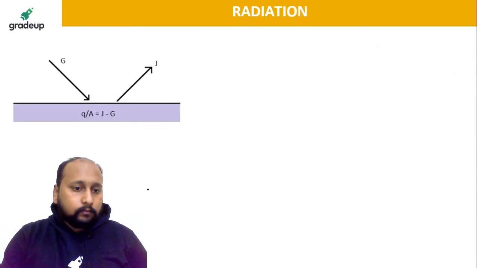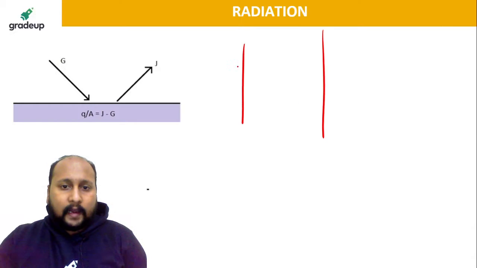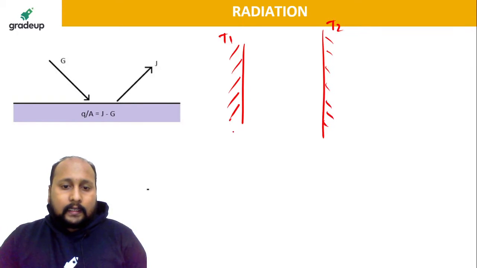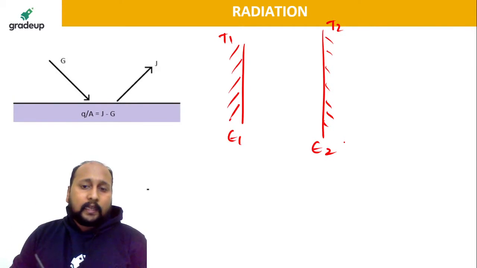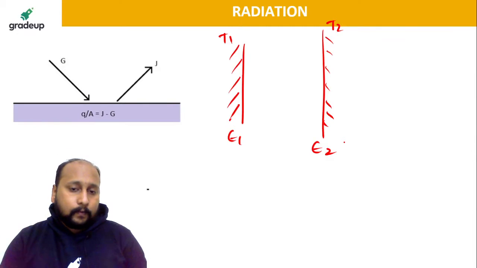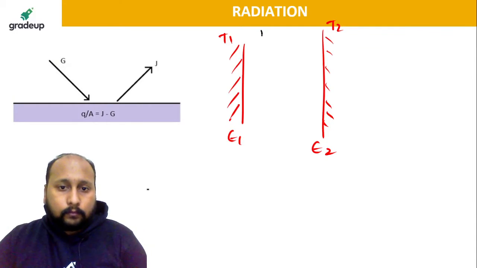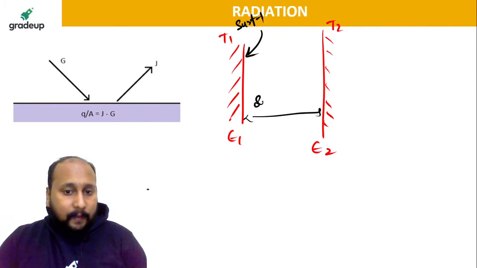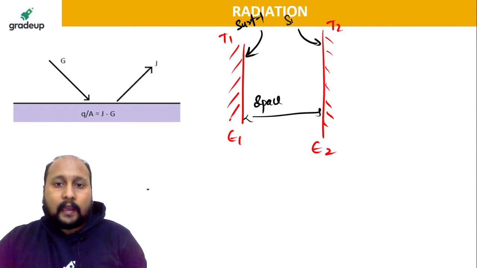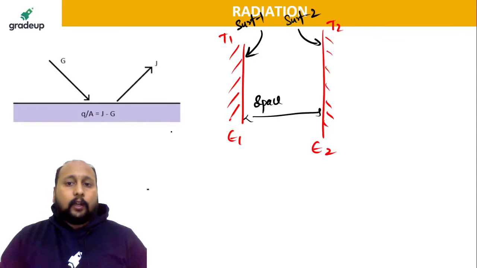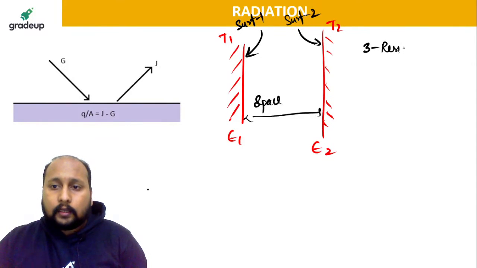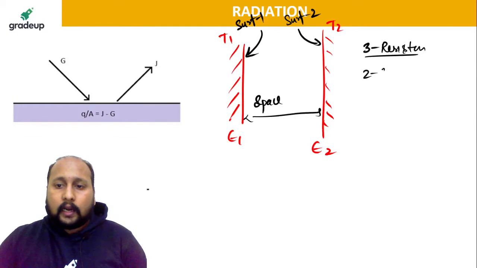Let us suppose we have two parallel plates, one kept at temperature T1 and the second at temperature T2. This is emissivity 1 and this is emissivity 2. Can you tell me how many resistances there are between these two parallel plates? On this surface there will be one surface resistance, between the two plates one space resistance, and on this surface another surface resistance. So in total we have three resistances, out of which two are surface and one is space.